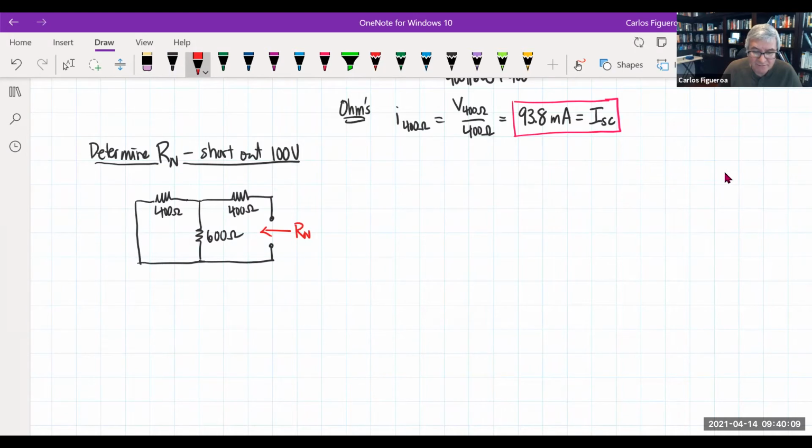You can see here that I have 400 in series with 400 parallel to 600. So R Norton is going to be 400 plus 400 parallel to 600. If you compute that, you're going to get a value of 640 ohms. And that's going to be my Norton resistance.